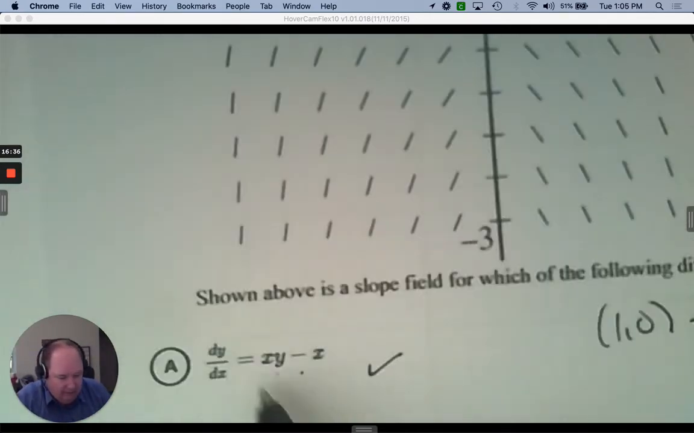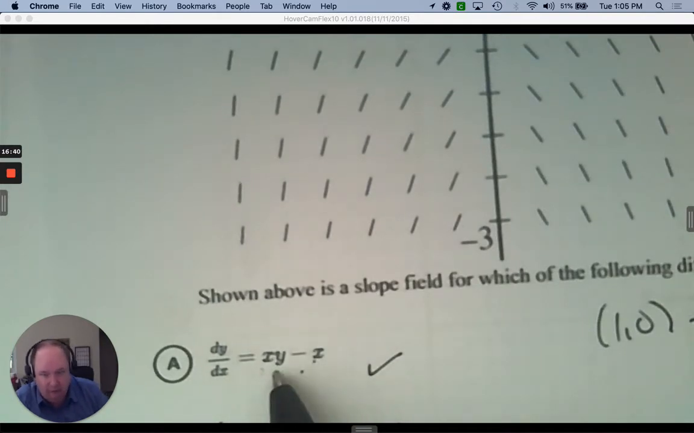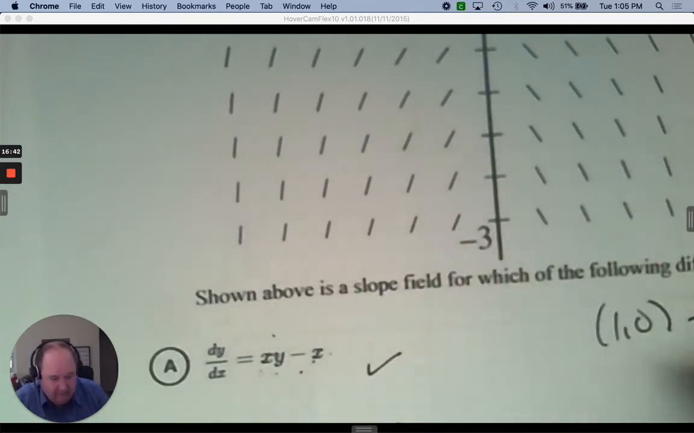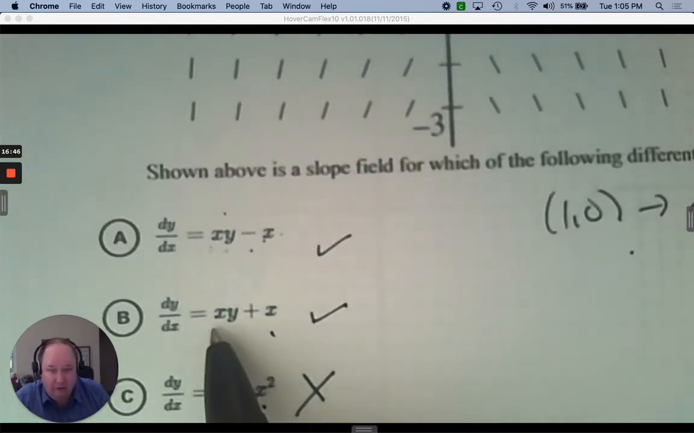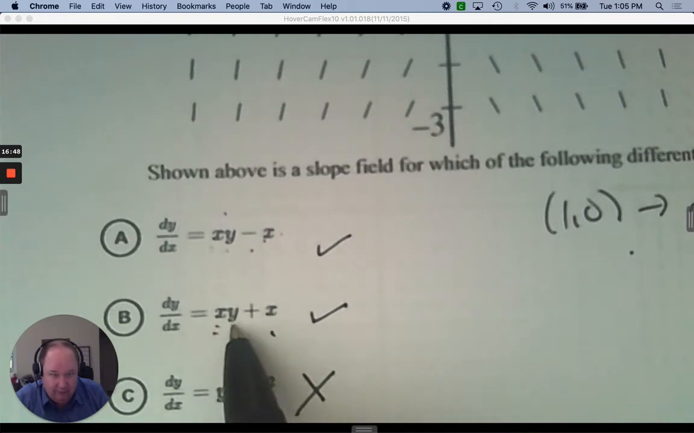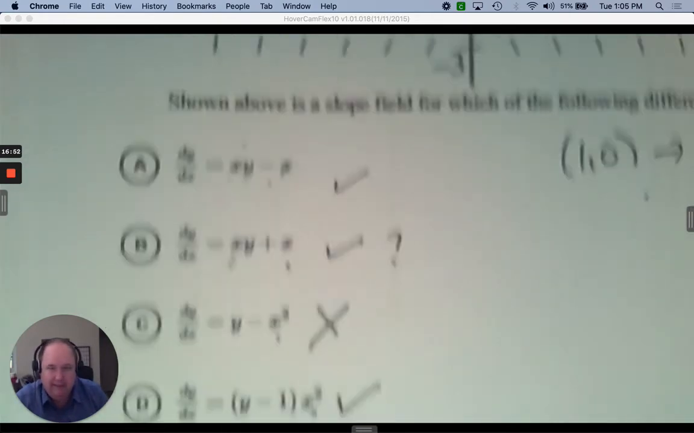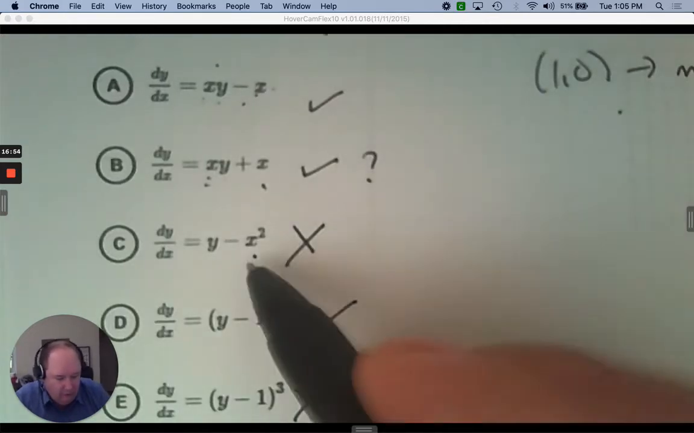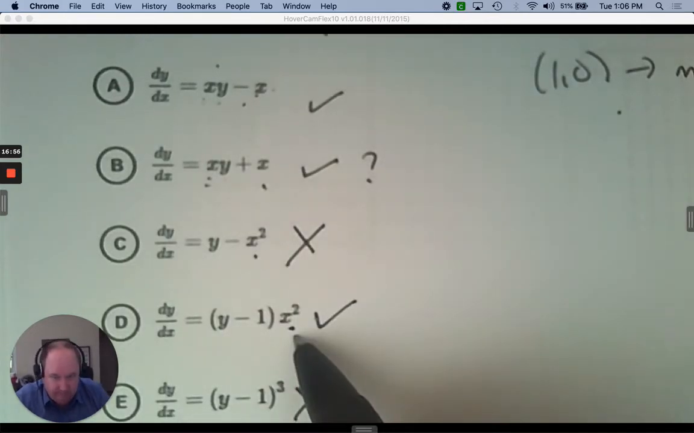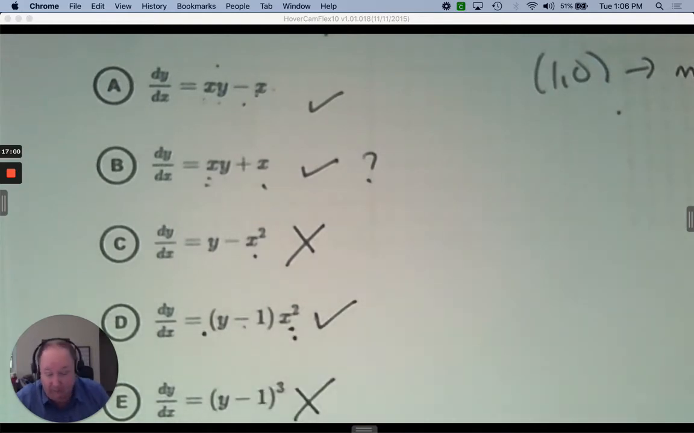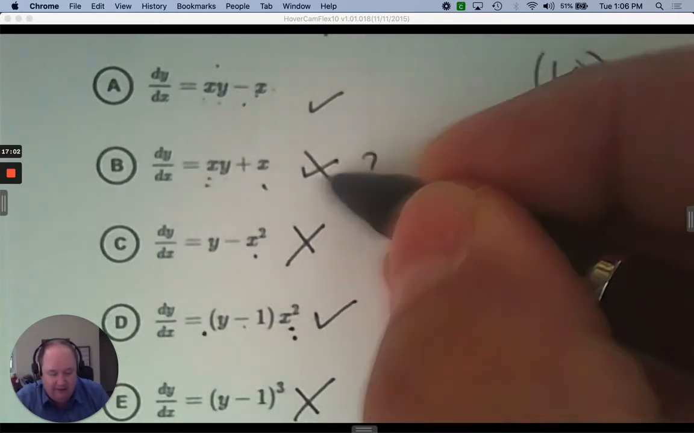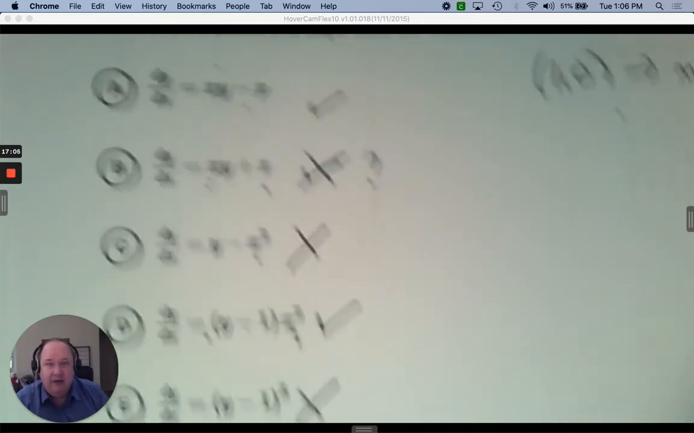So if I plug in 1 for x and 0 for y, simplify it, does it give me the right answer? So I look at that one. If I look here, 1 for x and 0 for y, does it give me a negative answer? For part B, right? How about this one here? So 1 for x and 0 for y, does it give me the right answer? So I think you can start eliminating. And now we got to do it one more time.